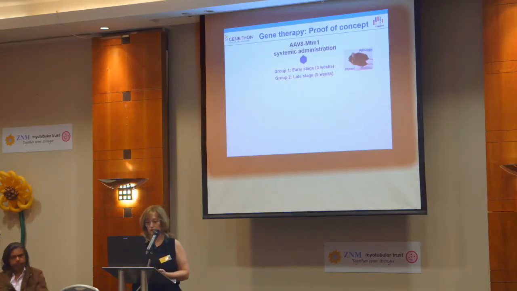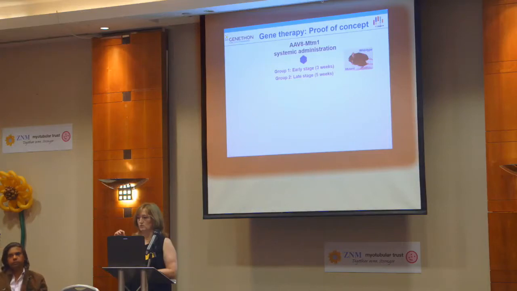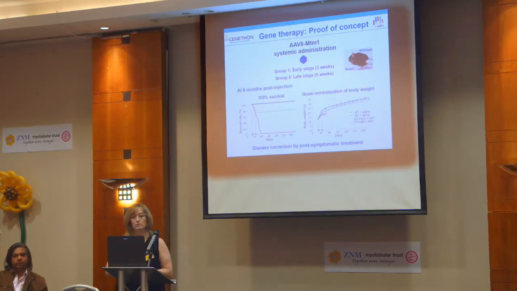So you can see here some of the results that we obtained. By administering a single dose of the vector in the tail vein of MTM1 mutant mice, we were able to rescue the survival of these animals. So all of them survived until the end of the study, all. And there was an increase in body weight that was comparable to that of control animals.